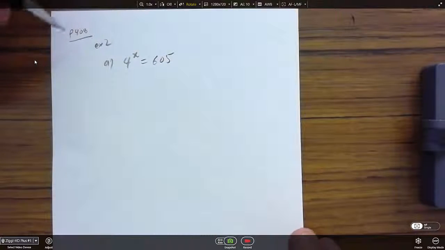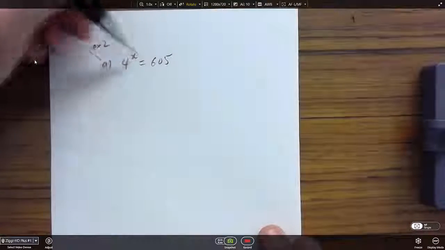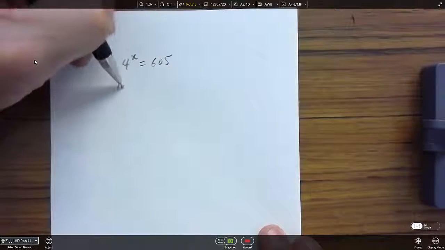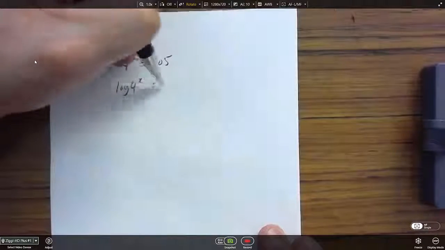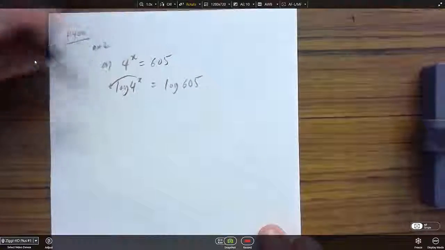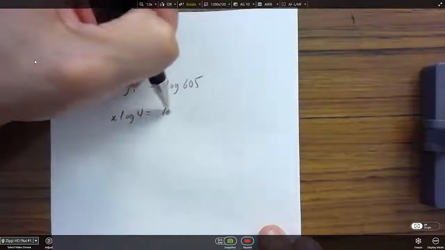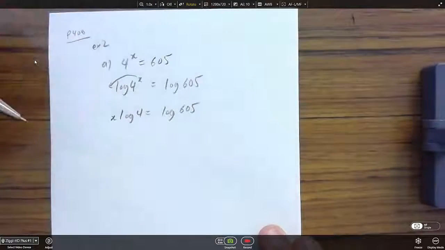Okay, we have another question on page 408, example 2. We're going to log both sides because we have a variable in the exponent. So we have log 4^x is equal to log 605. And the log rule says we can drop it, and so we get x log 4 is equal to log 605.